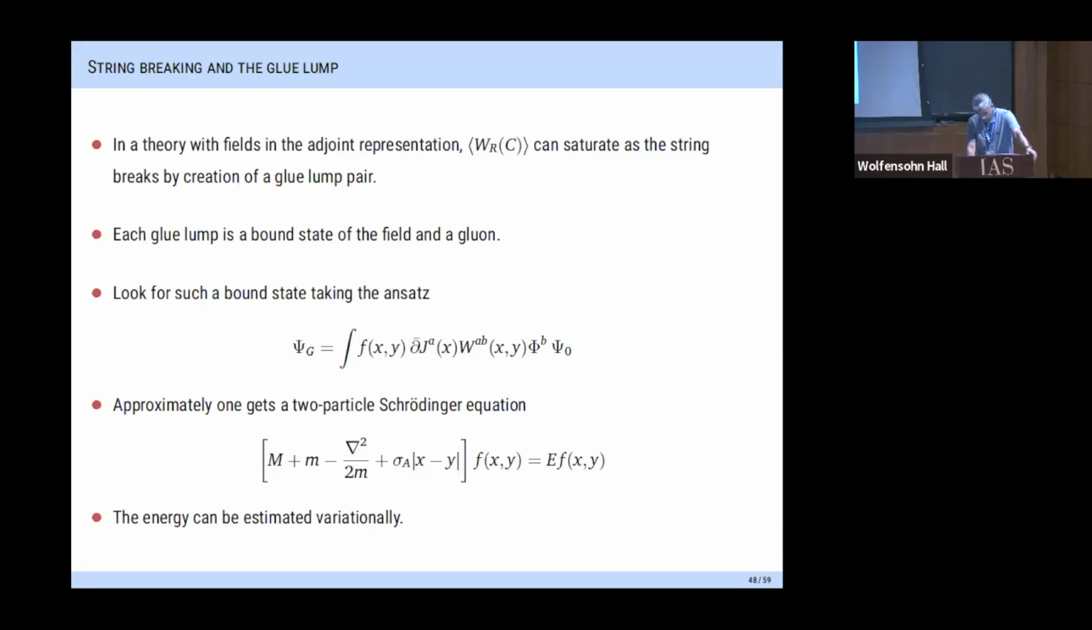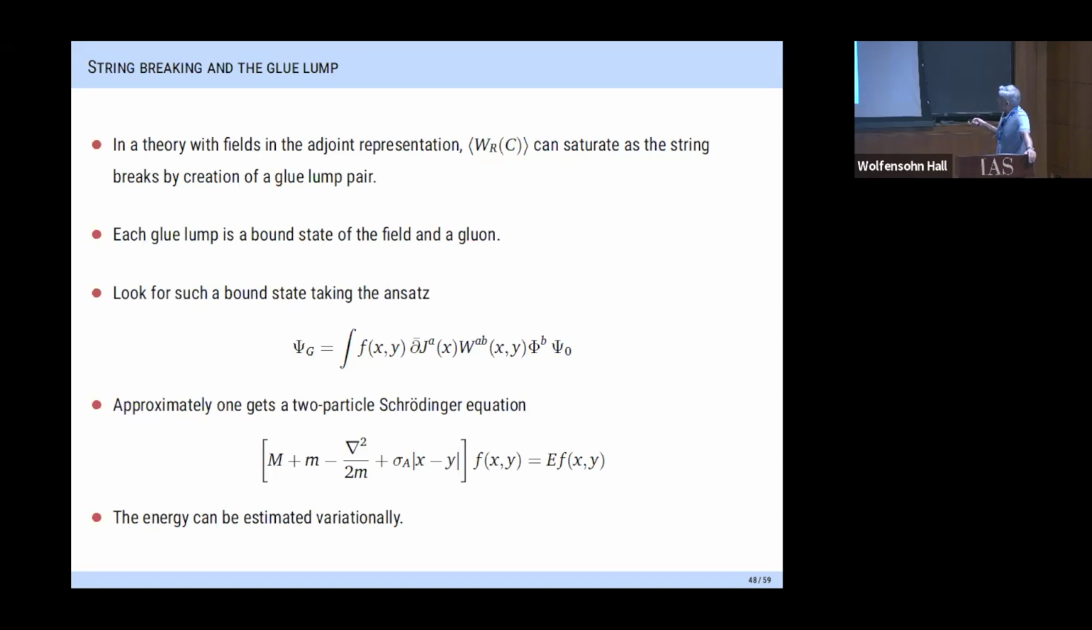So the question I can ask first is, can I see a glue lump in this Schrodinger type description, which means you write down a possible wave function for the glue lump and try to see if I can find something that solves the Schrodinger equation, okay? So here is what we do. Imagine that the charge particle, the heavy charge particle representing the Wilson line, I'm going to take it to be an adjoint scalar. So I'm going to call it capital phi. It's not the wave function anymore from the previous slide. It is some scalar field of some heavy mass.